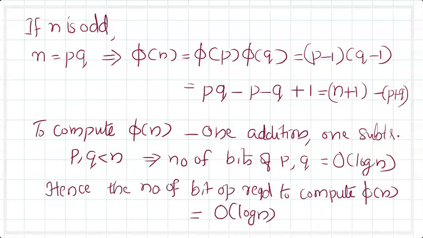Thus, we have seen that in case 2, that is, if n is odd, then if we know the values of p and q, we can compute phi of n using the formula n plus 1 minus (p plus q), and we have found that the time estimate for the computation of phi of n is big O of log.